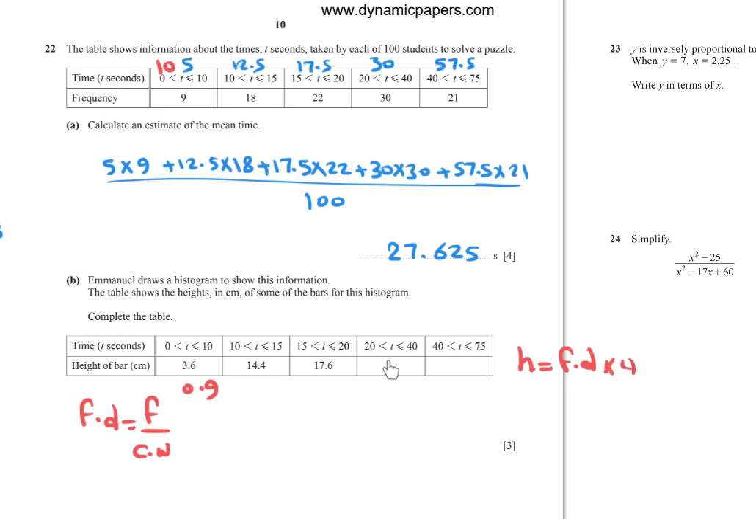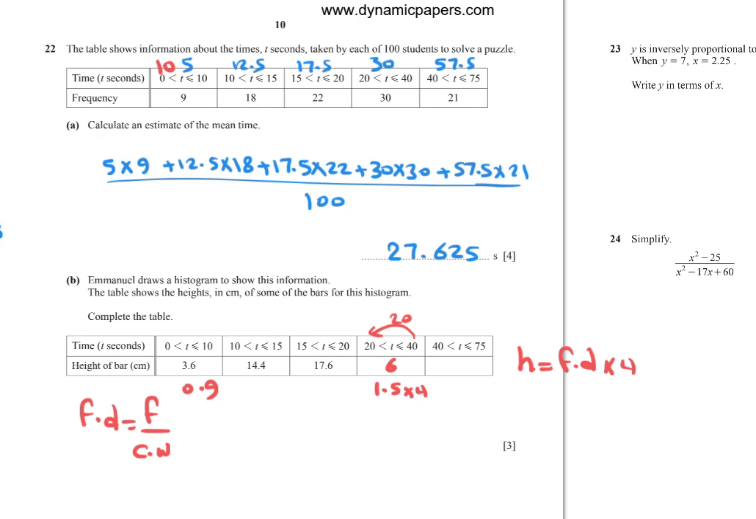Now to find the height for each group, we need to find the frequency density, then multiply by 4. From 20 to 40, the class width is upper minus lower, so 20. Divide 30 by 20 to find the frequency density, so 1.5. Now multiply by 4 to find the height. So this equals 6. The next group, from 40 to 75, the class width is 75 minus 40, which is 35.